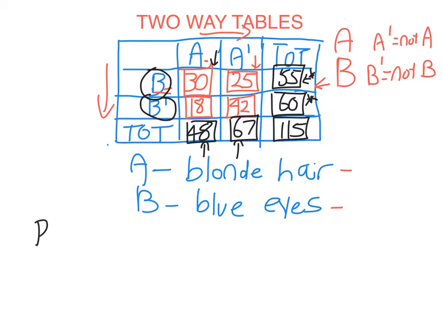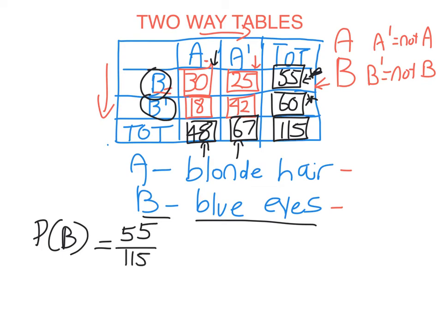So what is the probability of B? That means what is the probability the student had blue eyes? So we just look at our two-way table. We see from this cell here, there were 55 students who had blue eyes out of 115 in total, and we can simplify that fraction. So the probability I pick a student with blue eyes is 11 over 23.